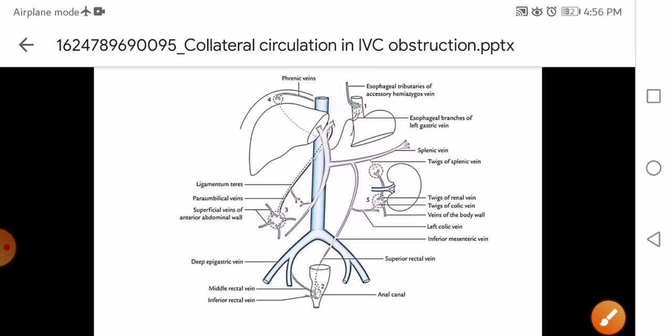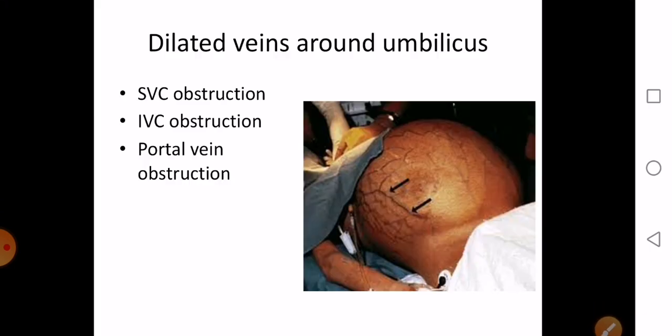So what we must remember is, whenever there is collateral circulation, there will be dilatation of these vessels. This is because there is increased blood flow due to the shunting of blood from one system to the other, be it caval anastomosis or portocaval anastomosis, whether it is between the superior vena cava and the inferior vena cava, or the portal system and the systemic veins. Now, the most obvious dilatation that we can see is around the umbilicus.